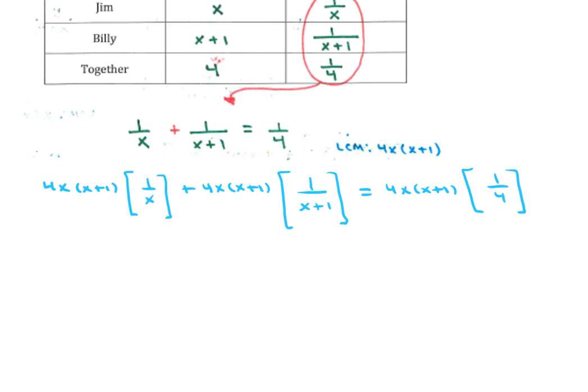Let's go in order from left to right. With the first fraction on the left, the denominator of x will cancel out with the factor of x in the LCM. What's left over is 4, the quantity x plus 1, and then 1. With the second fraction on the left, quantity x plus 1 in that denominator is going to cancel out the quantity x plus 1 that's part of the LCM. What's left over is 4x and the 1. And on the right-hand side, the 4's cancel out. And what's left over is x times quantity x plus 1 times 1.